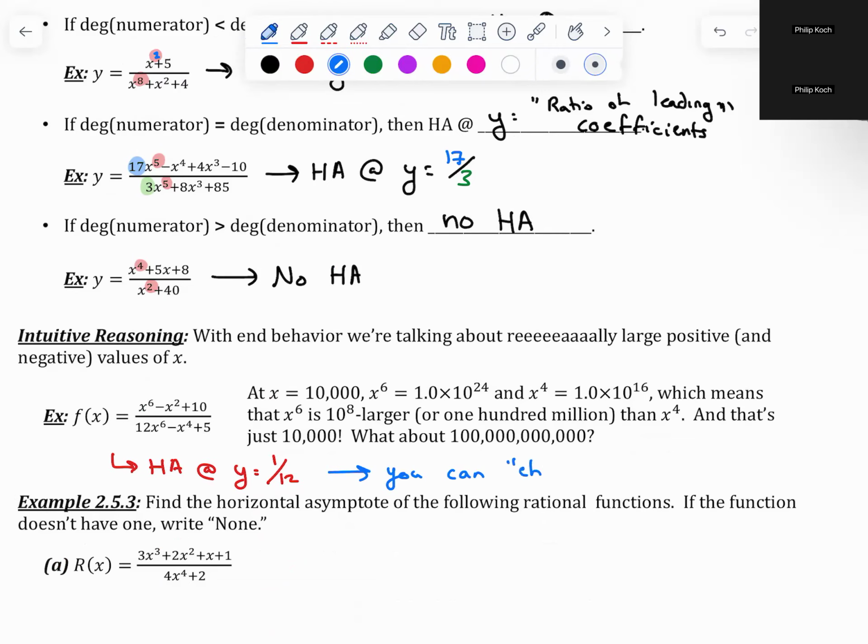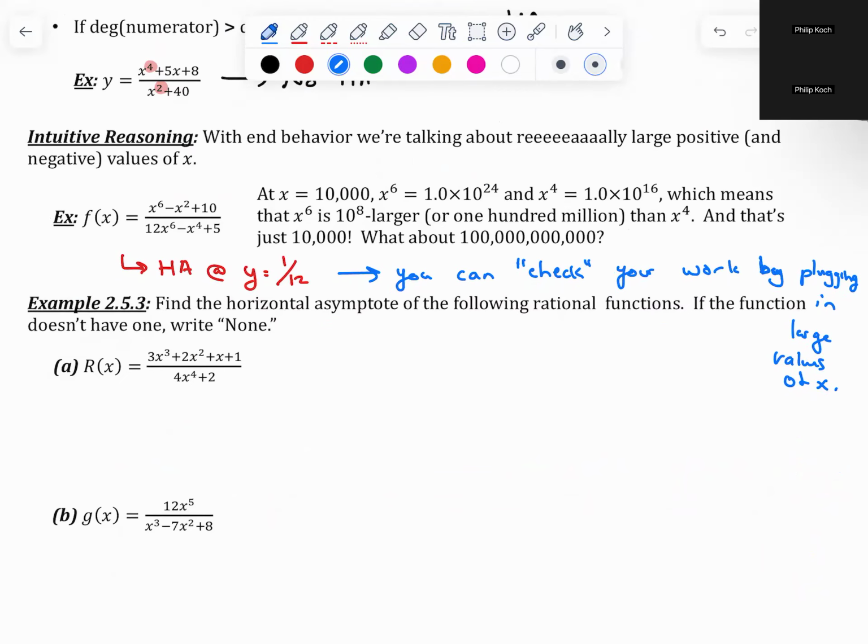I'm going to write "check your work" by plugging in large values of x. People watching the recording, you won't be able to see this. I'm going to pause the recording, in fact, just to get this going so you can see it. But people watching the recording, if you want to know, just come talk to me before or after class, and I'll get in action. Does anybody have any questions on that, or are we ready to do some practice problems?